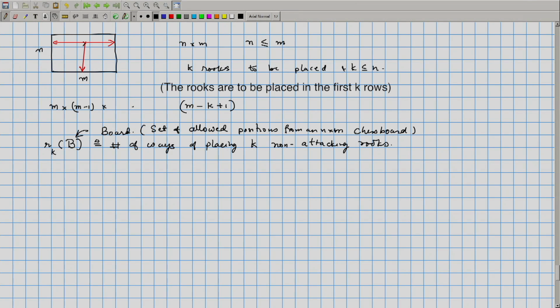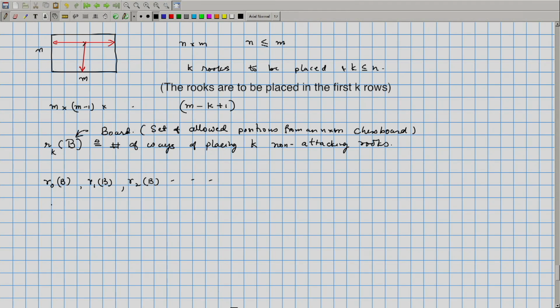If we look at this sequence R0b, R1b, R2b and so on, this gives the number of ways in which you can place k rooks on a board B. This is going to be a finite sequence, because the number of allowed positions is surely an upper bound on the length of this sequence. All the other terms after that basically become 0.